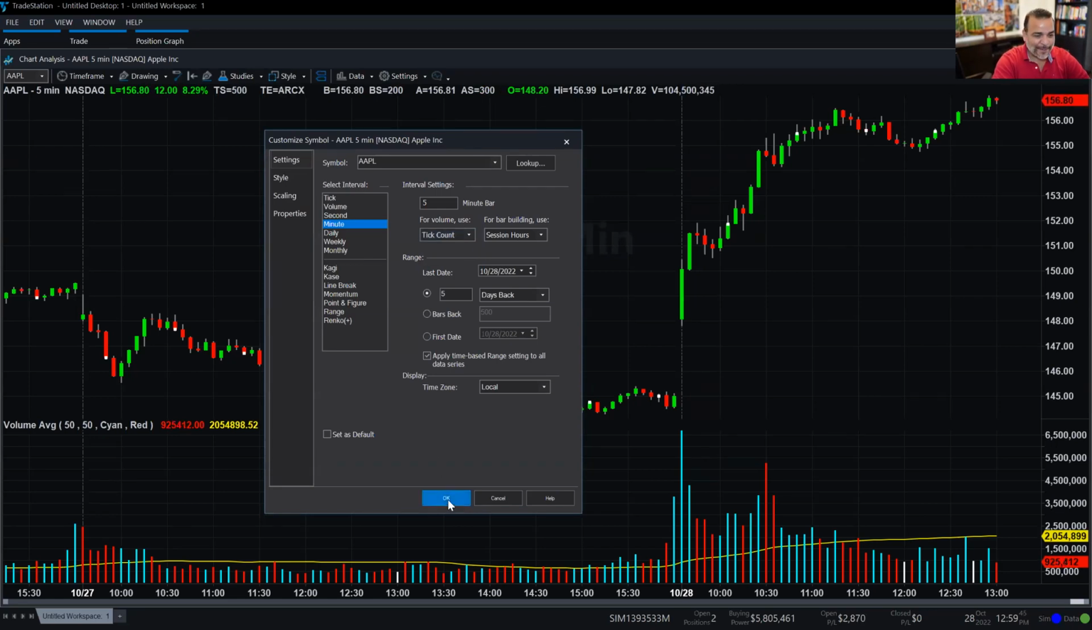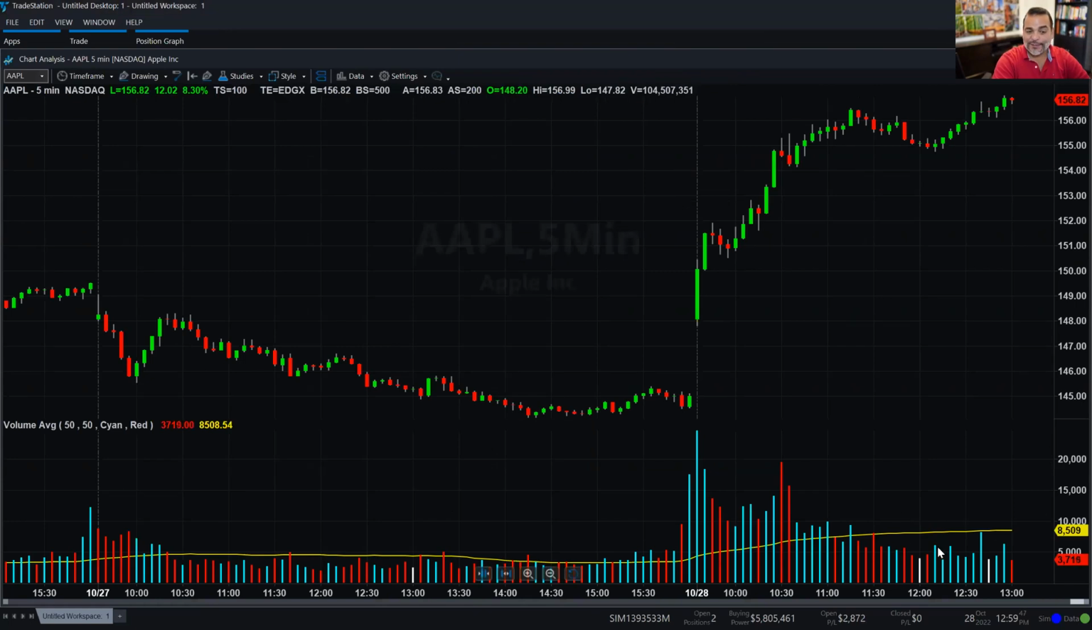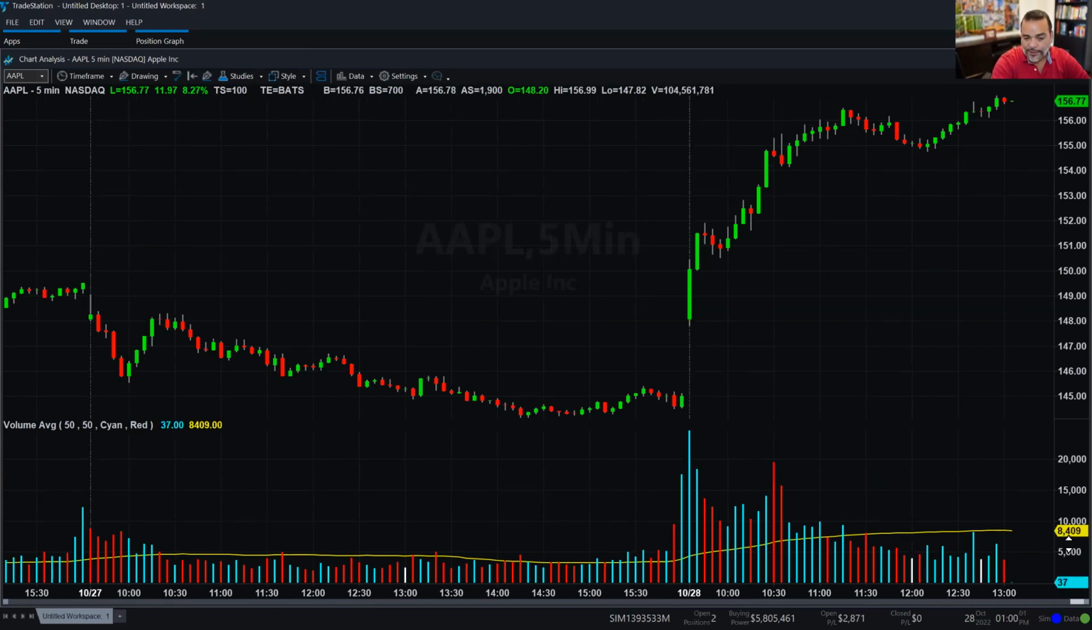I'm going to click OK. And this is what I see right here at the bottom. You can see how the numbers changed. Now, instead of seeing the number of shares, I see the number of ticks. How many ticks on average does Apple trade? Well, here it says about 8,000 ticks. Of course, this is using 50 bars of history, so it takes today's trading activity and a little bit of yesterday's, but I'm going to use that as an approximation.